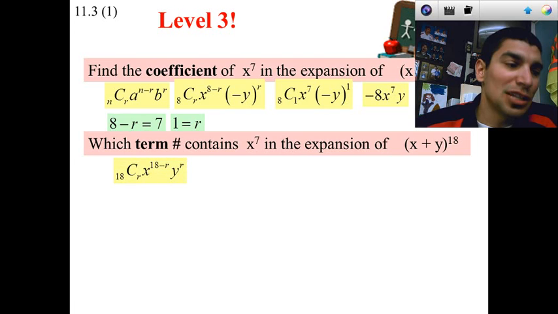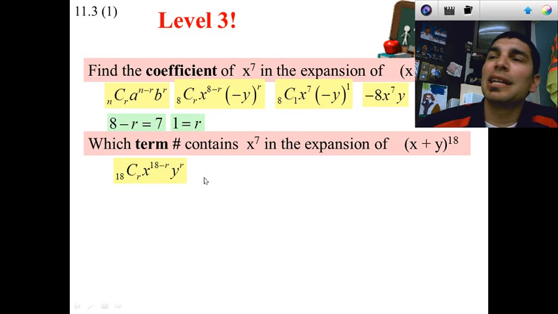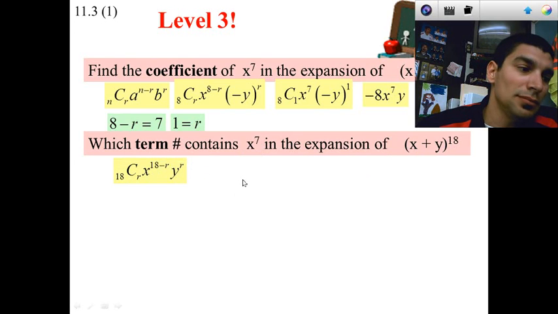So let's do this problem real quick. Let's say I asked you what the term number was. And I had x plus y to the 18. I'm going to do 18CR, x to the 18 minus r, y to the r. And I know that r is going to need to be what number to get x to the 7th? R is going to need to be what? 11. I like that. Those of you who said 11.